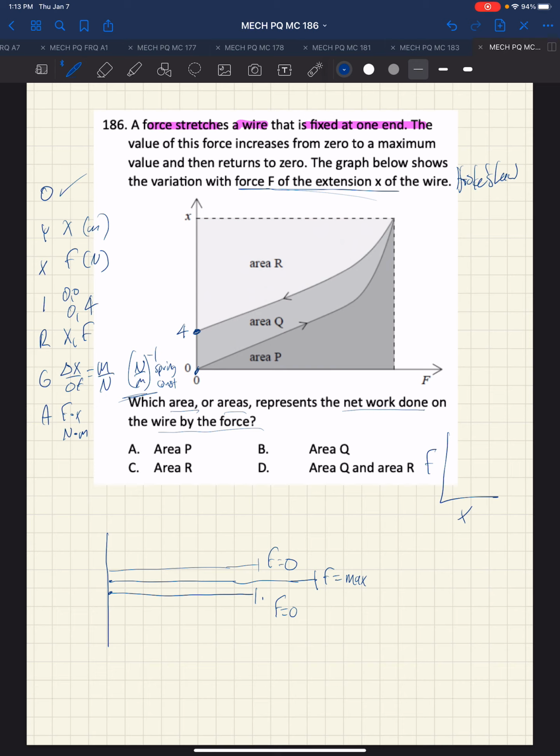One simple way to interpret this graph a lot more easily is to redraw it the way we would like to see it. This becomes x, this becomes F. We have a point at 0, 0, and we have a point way out here, x_f, where they all converge on that point. When we redraw these, we get this curve and this curve. This area corresponds to P, this corresponds to Q, and this corresponds to R.